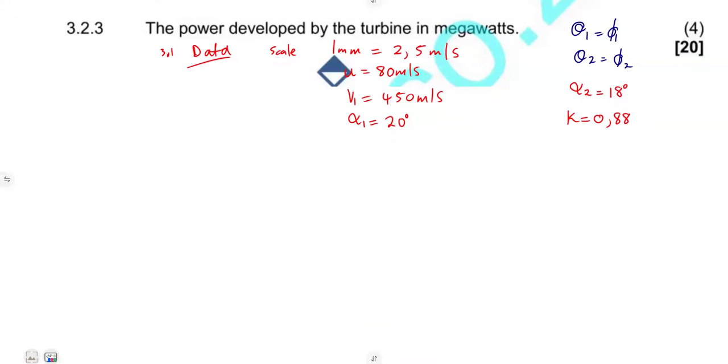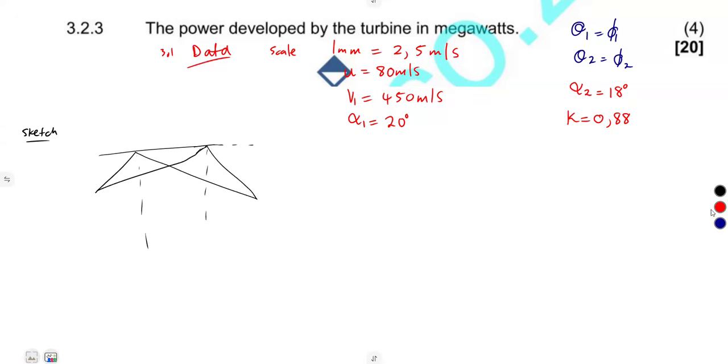Let us try to have a sketch of how this is going to look from what we are given. These angles we are not given, but we are told there is symmetrical blading, where we know that these two will be equal. According to the information that we have, it is wise for us to start with the first diagram. From that first diagram, we've got almost everything that we need.